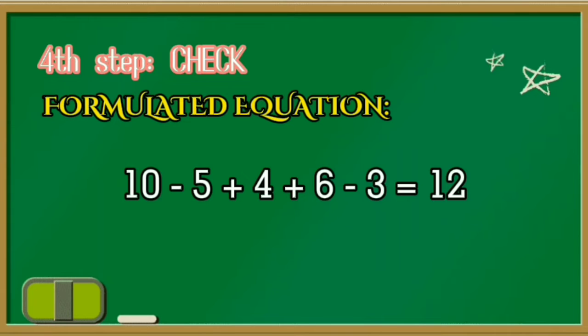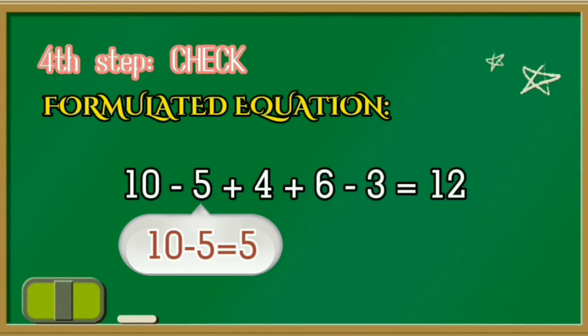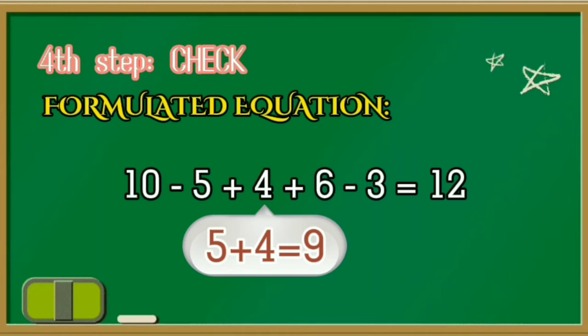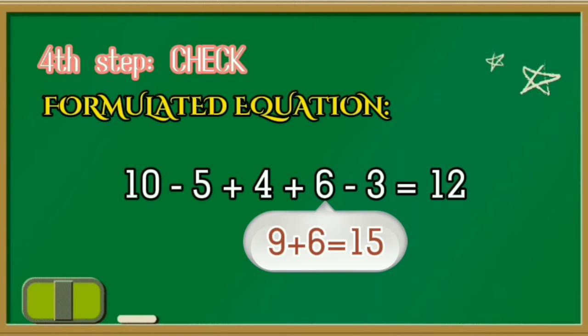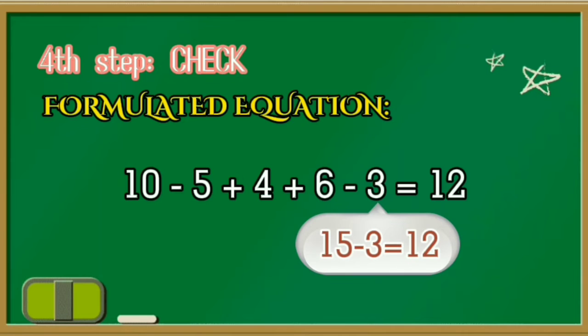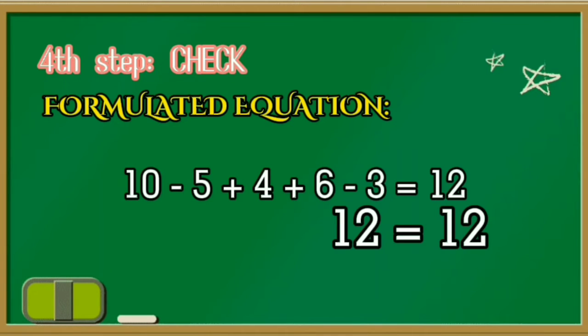to 12. Now 10 minus 5 is 5, and 5 plus 4 is 9, and 9 plus 6 is 15, and 15 minus 3 is 12. So 12 is equal to 12 itself. Therefore, our answer is correct.